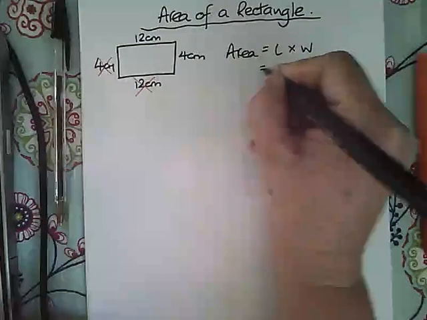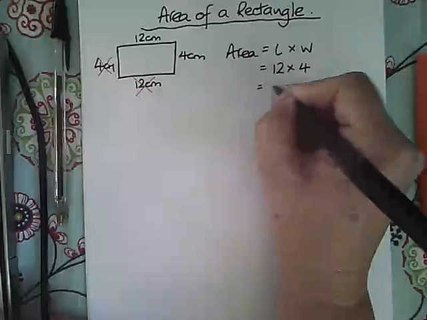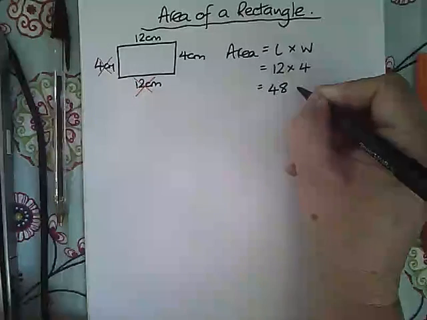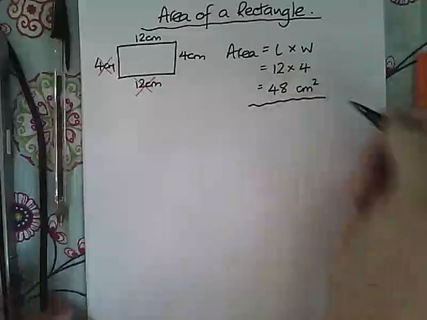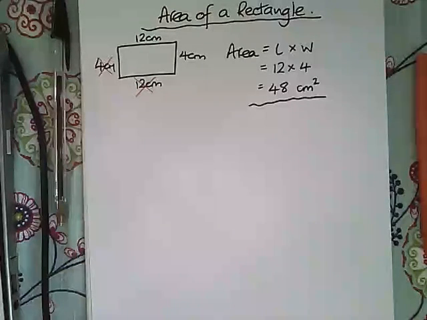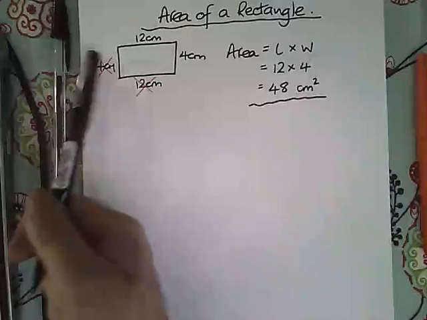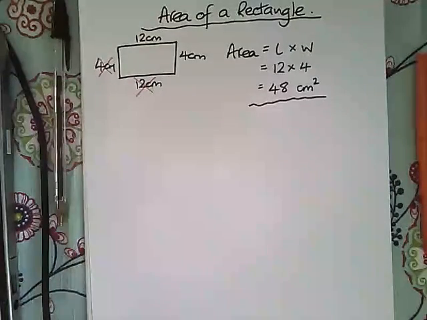Substitute our numbers in, so we're going to say 12 times 4. Do that calculation, which is 48, and the units are centimetres squared. And if the length had been in metres, it would be metres squared, or if it had been in millimetres, it would be millimetres squared. It's always something squared with the units. So that's a pretty straightforward rectangle that's got whole numbers as the side lengths.